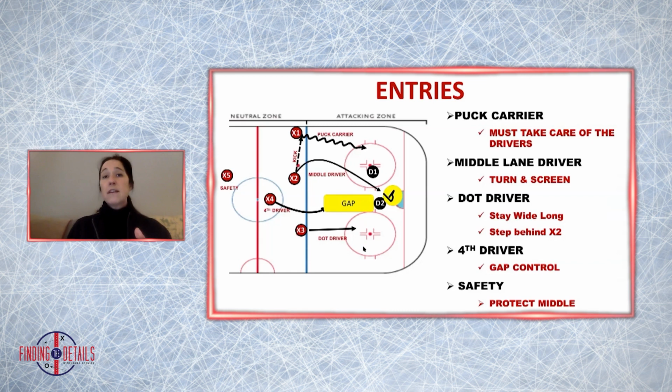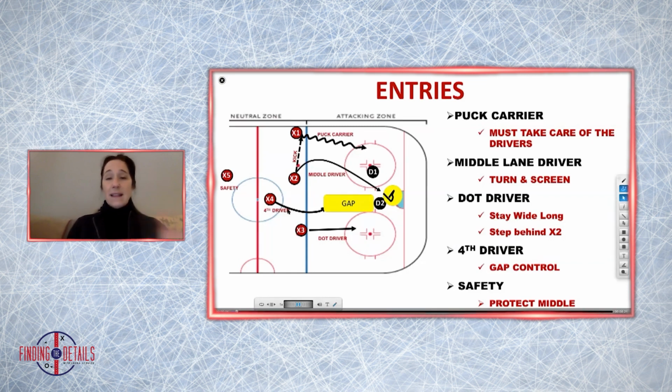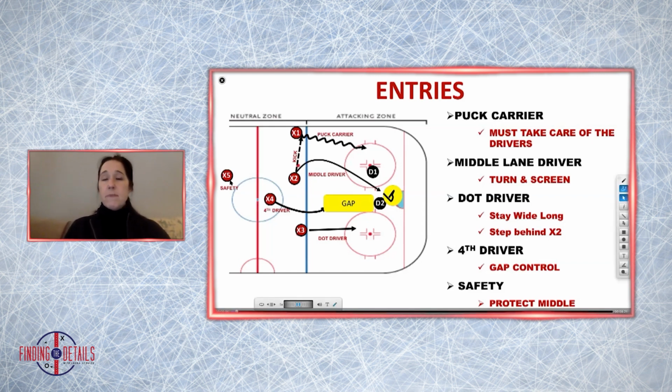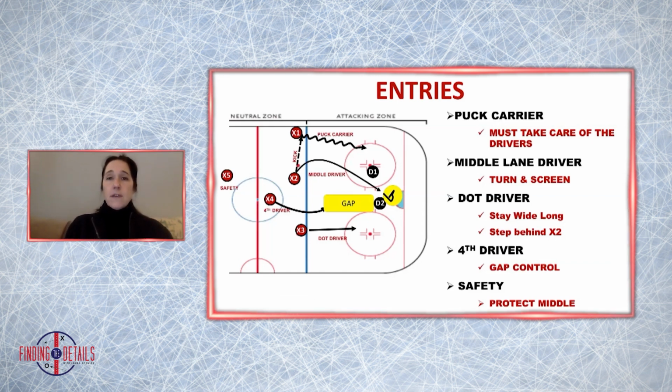And that's going to do two things for us. Number one, it's going to allow us to use the depth of the ice, which is really, really important. And then number two, it's going to put us in a really good position to capitalize on any rebound opportunities that we may have. And again, our safety, just the importance of keeping everybody in front of us, so in case there's any kind of a turnover, we're in really good position to defend any rushes that come back against us.